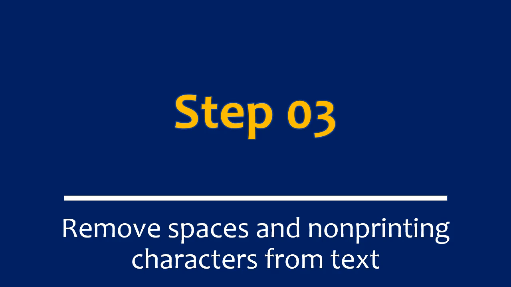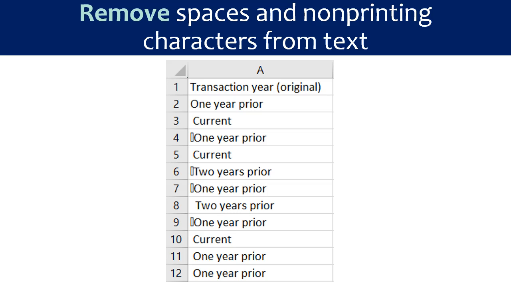In this step, we will be removing spaces and non-printing characters from the text. Look at the left side of column A. We see a variety of spacing before the transaction year. Sometimes there is a space, sometimes there is another character, sometimes there's no space. We need to standardize the fields so that when we summarize the data, the transaction years are grouped together. So we are going to remove those spaces and non-printing characters.